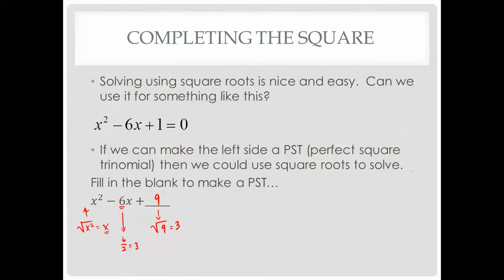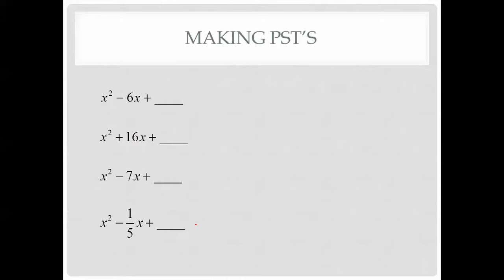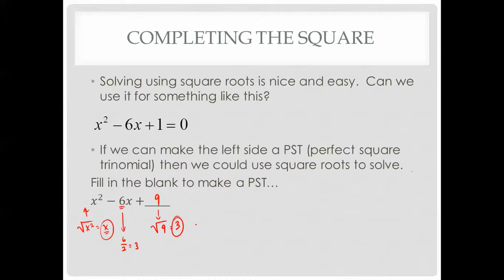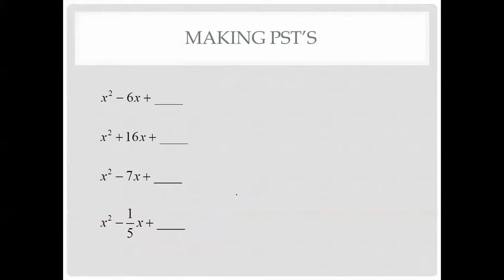So think about that. Square root of x squared is x, square root of 9 is 3, 3 times x times 2 gives us that middle term. So 9 is that perfect square constant that we need to make a perfect square trinomial. In other words, the number that goes in here is always going to be b over 2 squared. So let's do that for all of these.